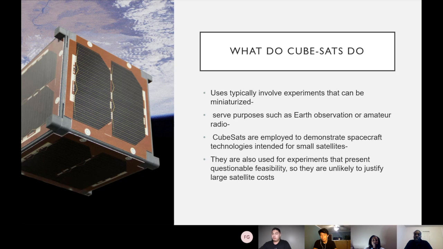Scientists get pretty creative with these CubeSats. They try to think of bigger and new ideas. Essentially, they try to cross newer frontiers with these satellites, because they're so replaceable. And to justify the large satellite cost, what I meant by that is they would never do the type of missions or trials or experiments that they do with these small satellites with a larger satellite.